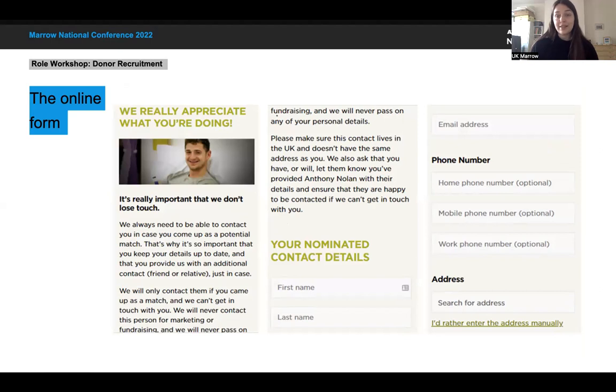Now, ideally, they would have a different email, phone, and home address, but that isn't always possible. So as long as one of these details is different from the actual applicant, that should be fine. We can't accept international details here. So if they don't have a parent in the country that they can put down, a friend is totally okay as well.